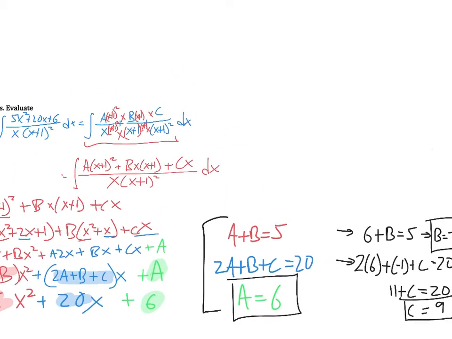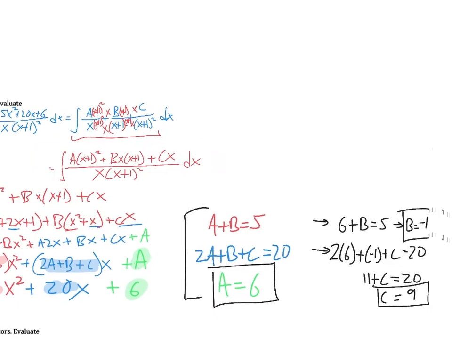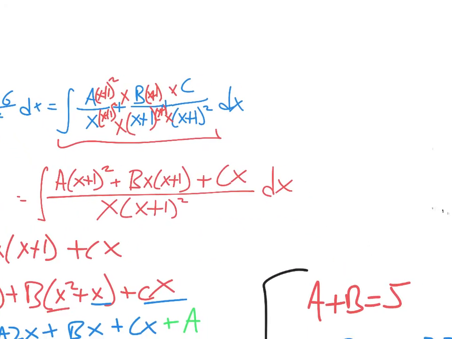All right, so if we come back up here, we've got 6, -1, and 9. So this is going to become the integral of 6, -1, and 9. Those are our numerators. x, x plus 1, and x plus 1 squared.